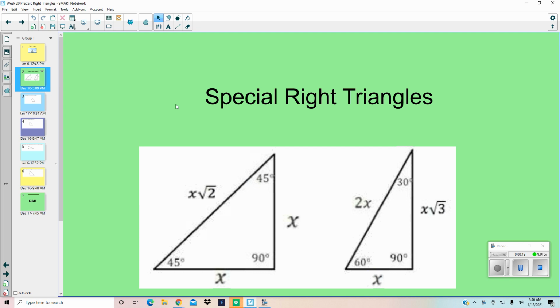And in a 45, 45, 90, if you know the legs, then you know the hypotenuse by just taking the length of the leg times √2. And in 30, 60, 90, if you know the side opposite the 30-degree angle, then you take that times √3 and you get the side opposite 60, and you double it and you get the hypotenuse.